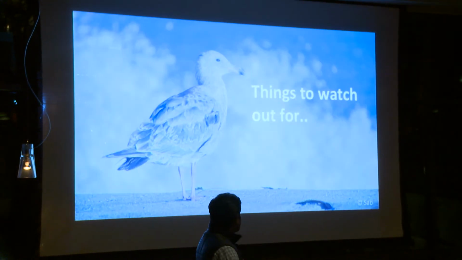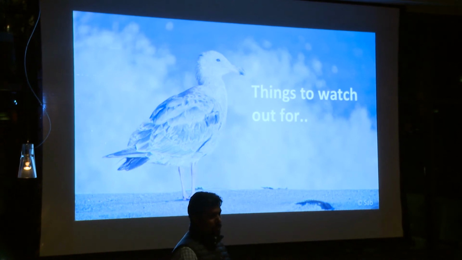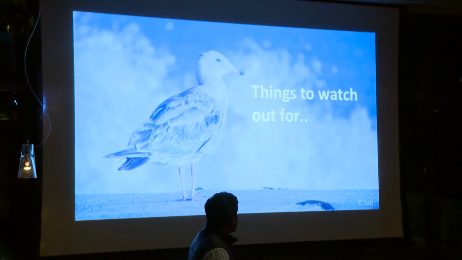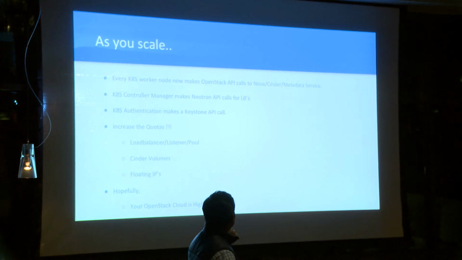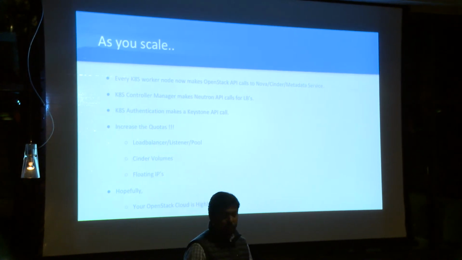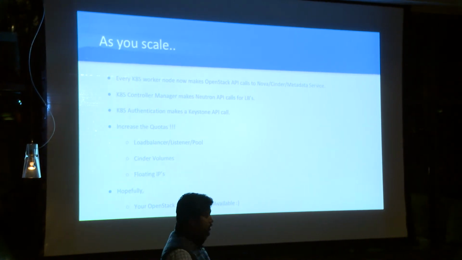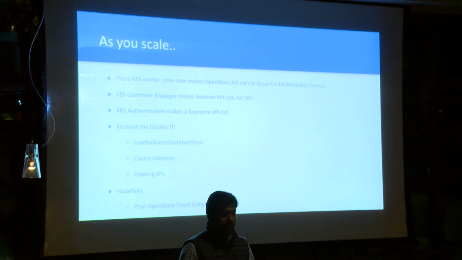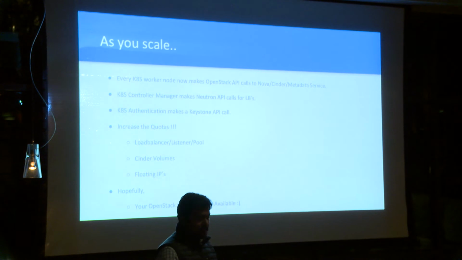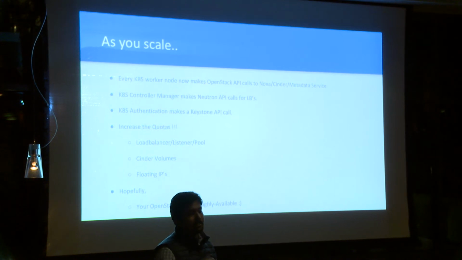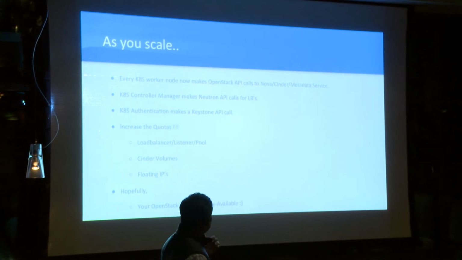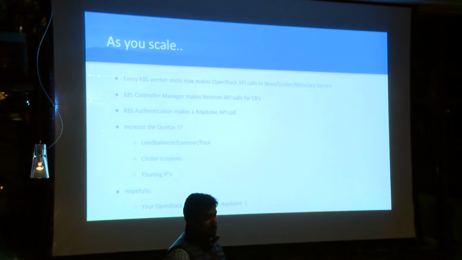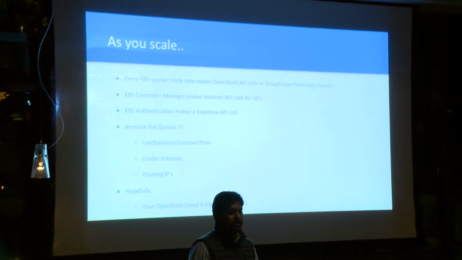And as always, there are some things to watch out for. If you're going to go for this solution, then since each worker node is now making OpenStack API calls, you want to make sure that it really scales well. That is, your underlying OpenStack cloud is really scalable as well, because as you deploy more and more Kubernetes services, they're going to make Neutron API calls. As you create more Cinder volumes, it's going to make Cinder API calls. And last but not least, you need to make sure the quotas for each project are increased wherever you deploy the Kubernetes cluster.